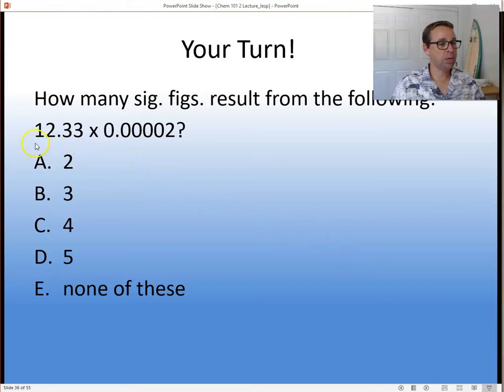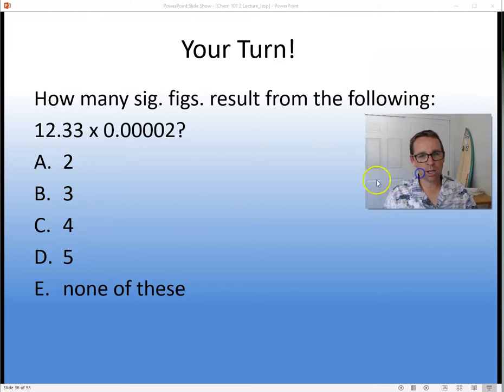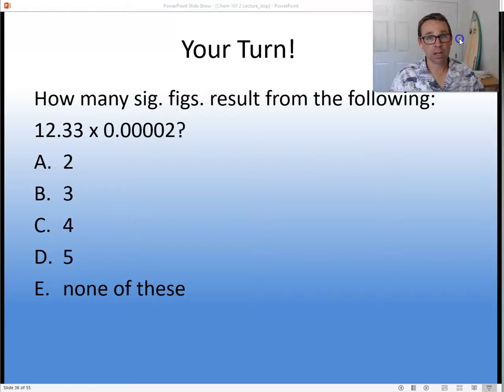Now, if I look at this problem here, 12.33 times 0.00002, I need to determine how many significant figures I should have in my answer. Note that this is not looking for the answer to the problem. It's just asking how many significant figures should be in the answer. Okay, so what do you think?